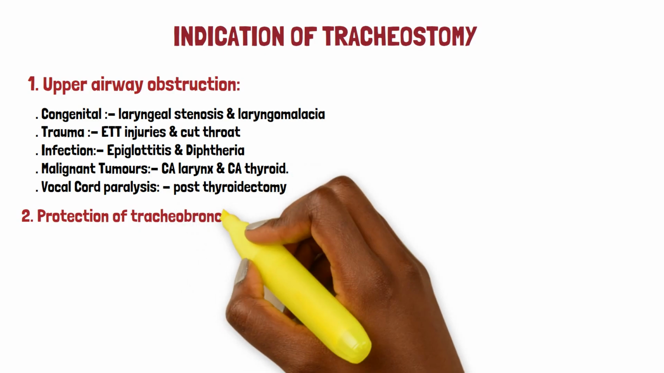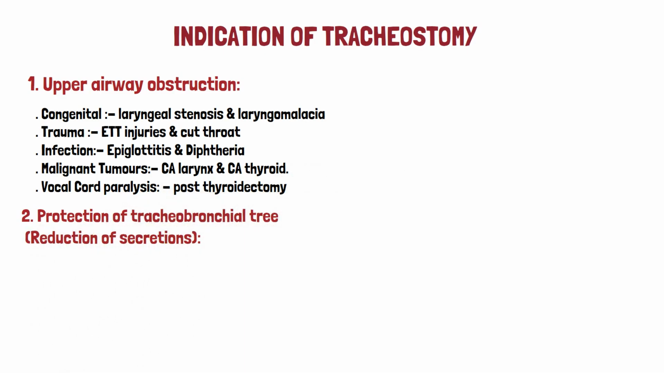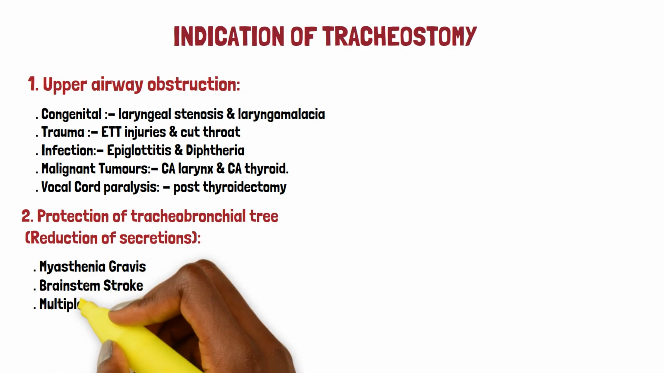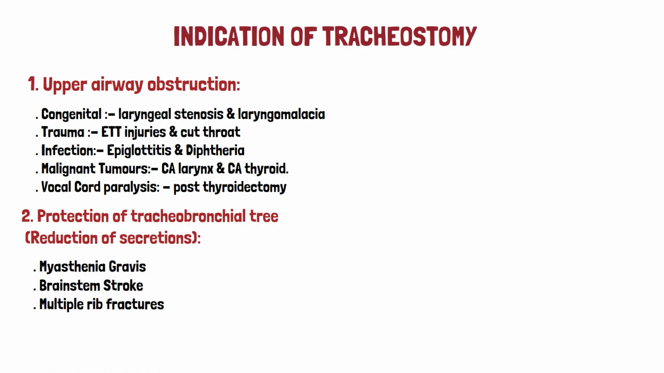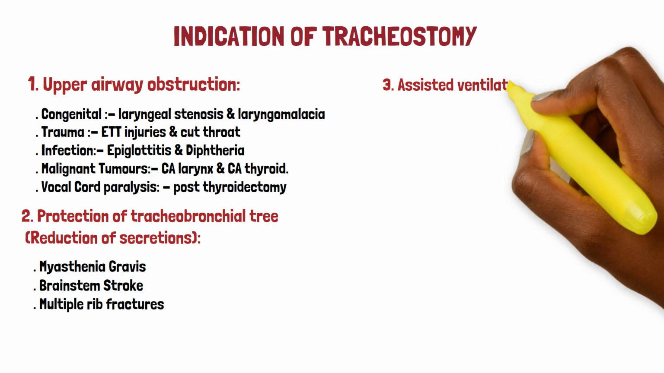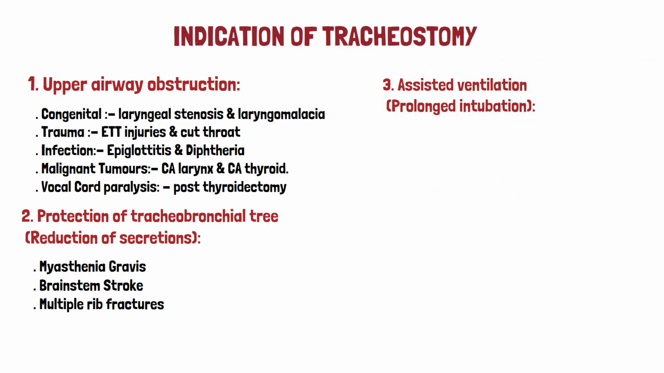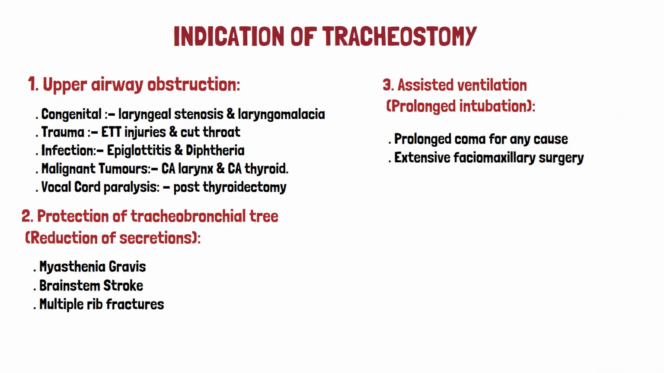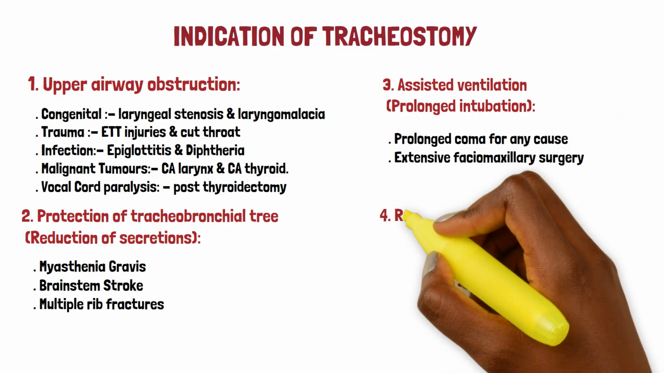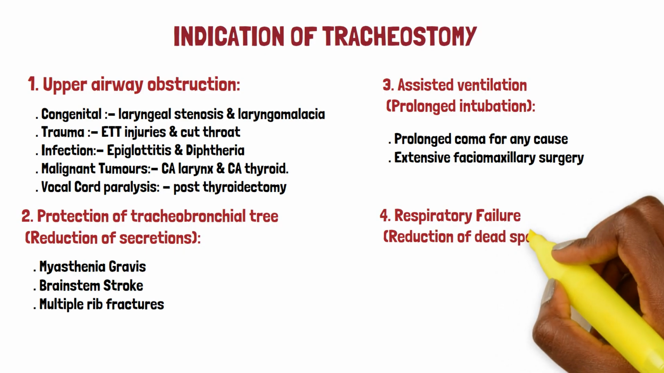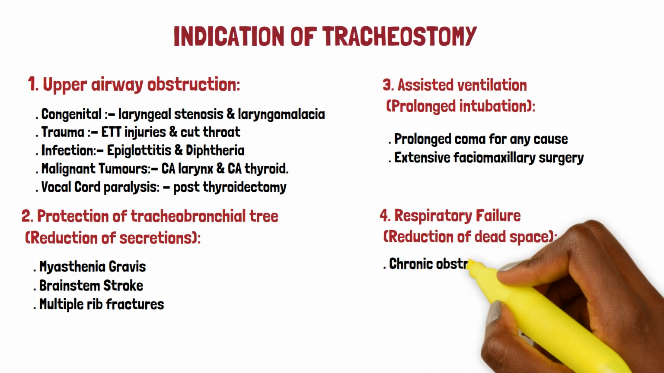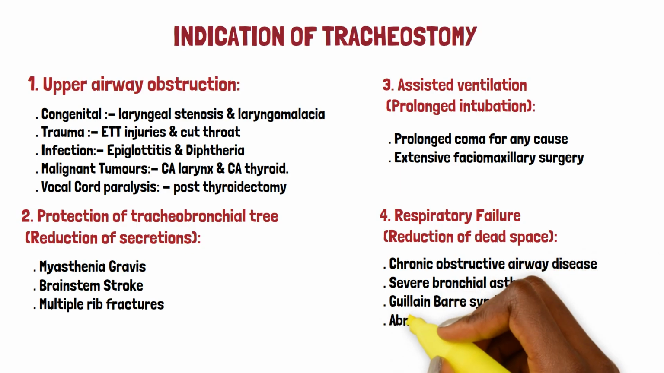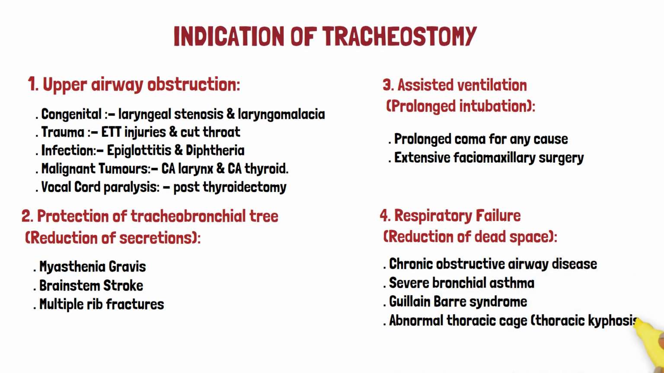Protection of the tracheobronchial tree for reduction of secretion, example in myasthenia gravis, brainstem stroke, as well as multiple rib fractures. Assisted ventilation in prolonged intubation, like prolonged coma of any cause and extensive facial-maxillary surgery. Respiratory failure for reduction of dead space, like in chronic obstructive airway disease, severe bronchial asthma, Guillain-Barré syndrome, and abnormal thoracic cage, example thoracic kyphosis.